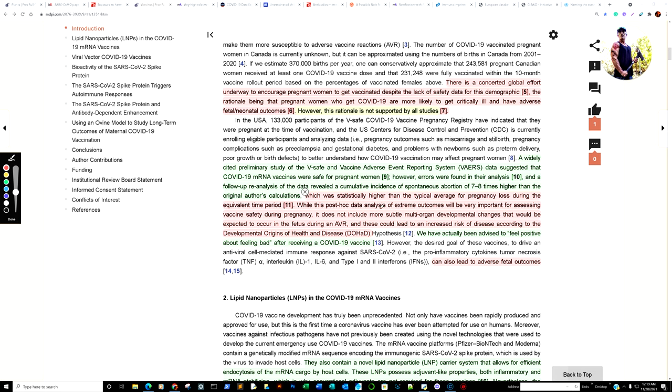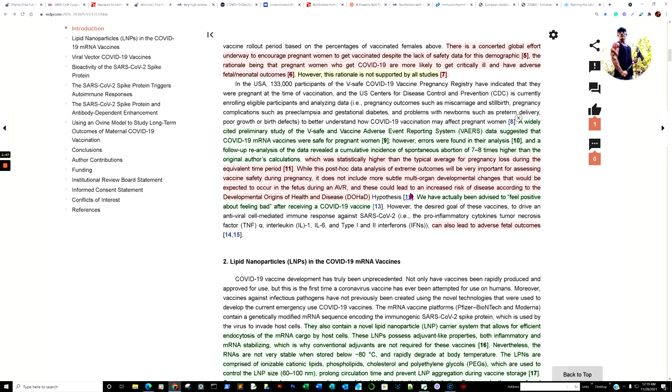While this post-hoc data analysis of extreme outcomes would be very important for assessing vaccine safety during pregnancy, it does not include more subtle organ development changes that would be expected to occur in the fetuses, and this could lead to an increased risk of disease according to the developmental origins of health and disease.